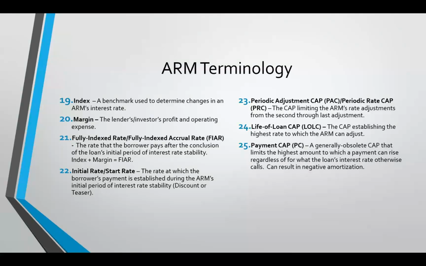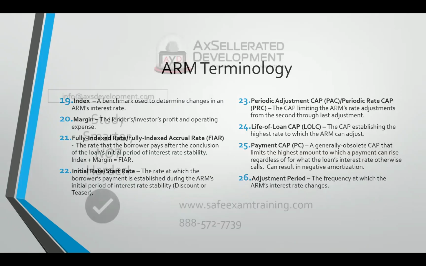A payment cap can result in negative amortization when the maximum that the borrower is required to pay is less than the amount that covers the interest because the interest rate calls for a higher payment amount. The borrower pays one amount even though they should pay a higher amount. So the difference between what they pay and what they should be paying gets added to the balance of the mortgage. That's called negative amortization, deferred interest. And finally, the adjustment period is the frequency at which the ARM's interest rate changes.